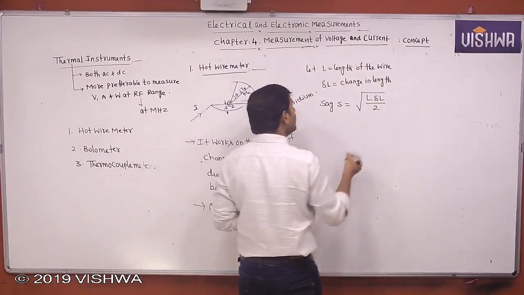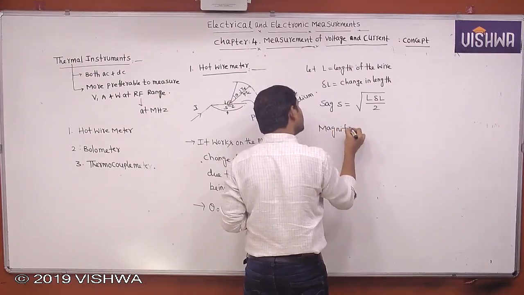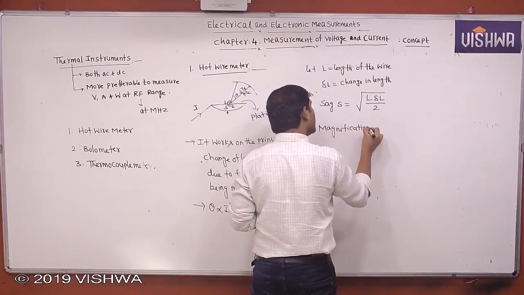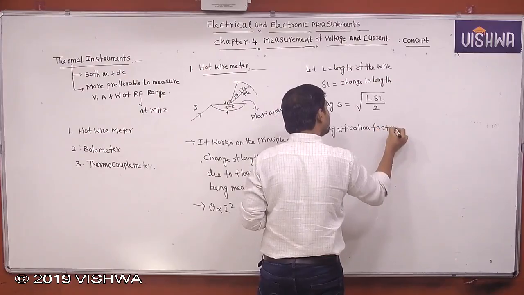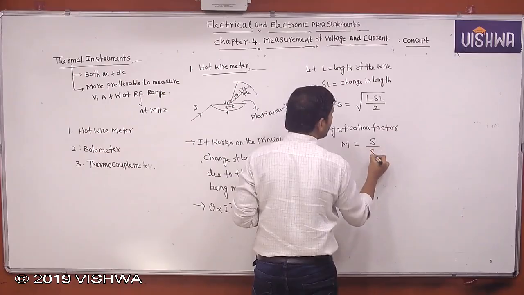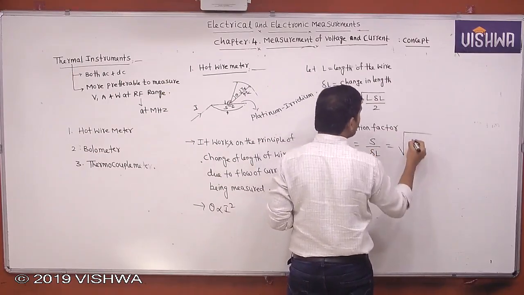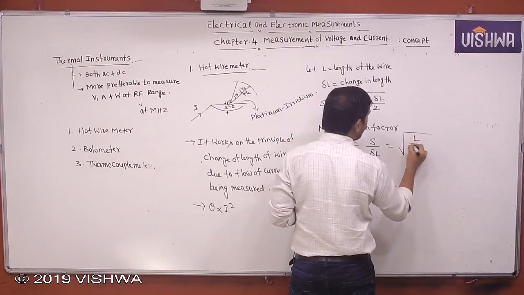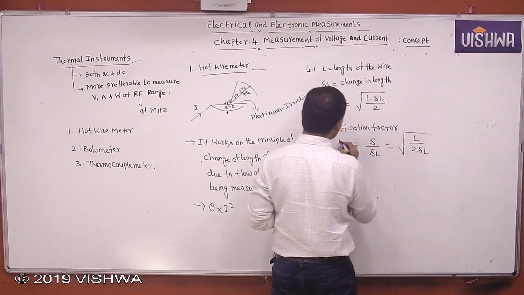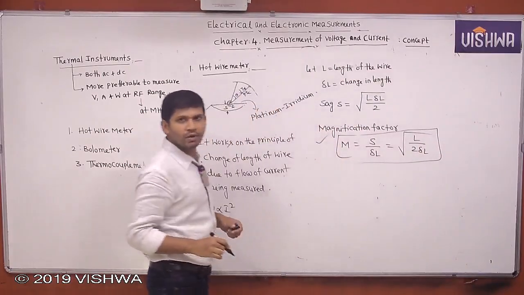Then we can define the magnification factor. The magnification factor M, equal to sag per unit change of length, is called the magnification factor. If we simplify this, we can get L by 2 into delta L. This is the magnification factor. These two formulas you remember with respect to hot wire.